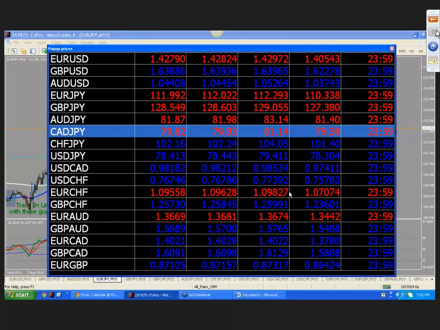Gloria, watch it when the market's open, and as it's testing, and as any chart is testing new highs, you'll see that the high is increasing.